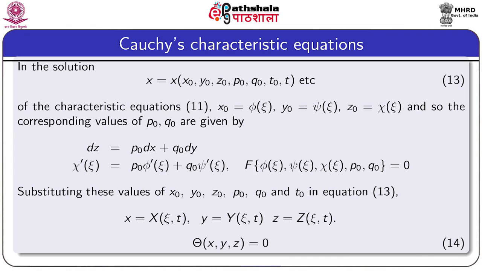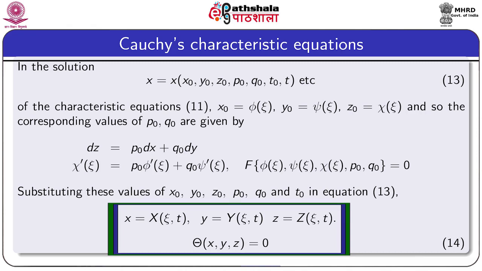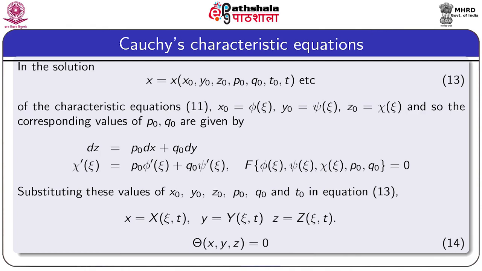So, x, y and z are functions of only xi and t. So, there are three relations between xi and t. Among these three relations, we can eliminate xi and t to obtain a functional form between x, y and z, theta(x, y, z) equals 0, which is written in equation number 14. So, this is our required general integral passing through the given curve gamma, the equation of which is known.